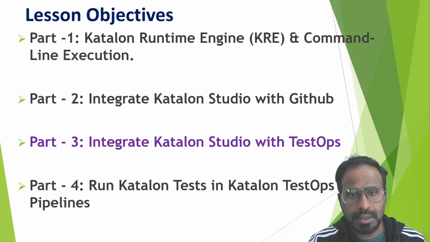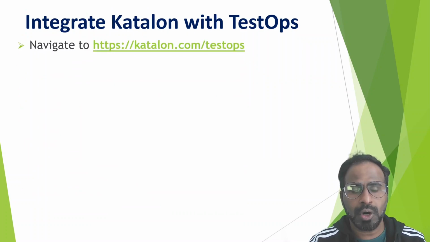So what is our lesson objective? If you see on the screen, I've already published part 1 where we learned how we can use the Katalon runtime engine and how we can execute the Katalon scripts by using command line execution. And then in part 2, I showed you how we can integrate Katalon Studio with GitHub, and we pushed the code from Katalon Studio to GitHub. And this is our part 3 where I'm going to teach you how you can integrate Katalon Studio with Katalon TestOps. So now let us see step by step what we need to do.